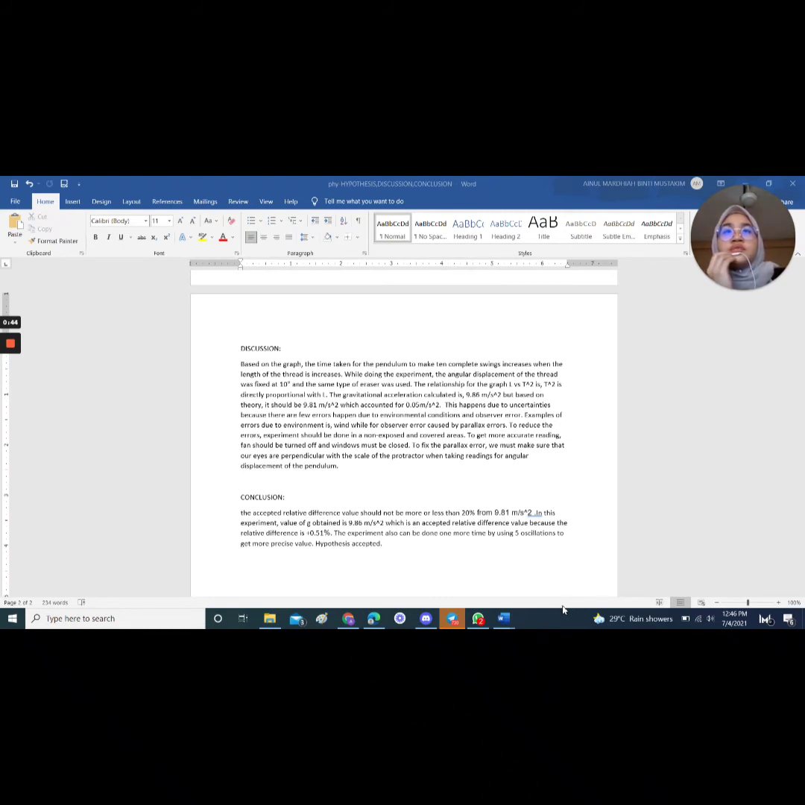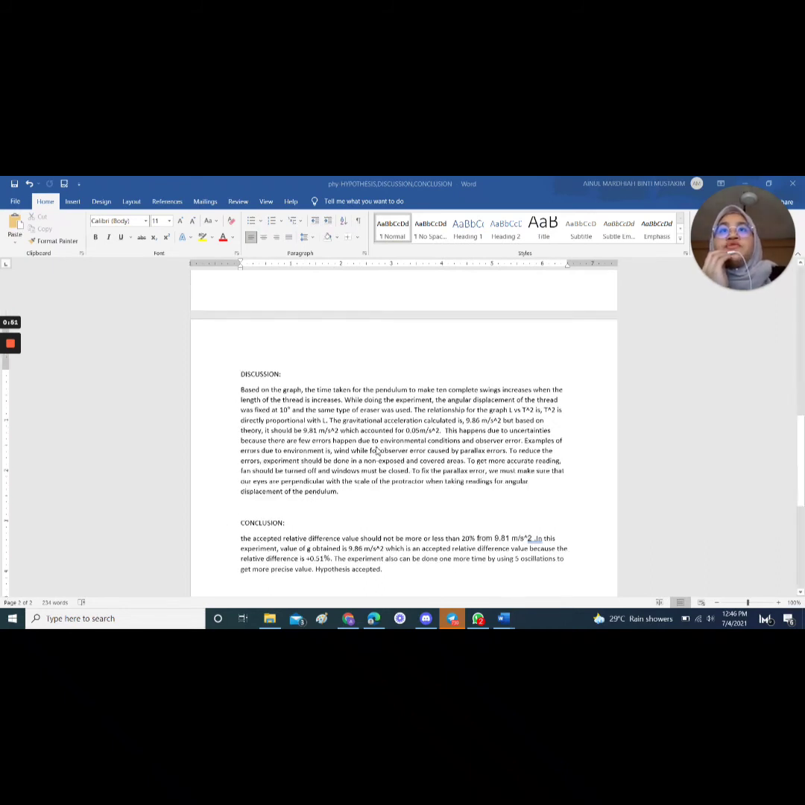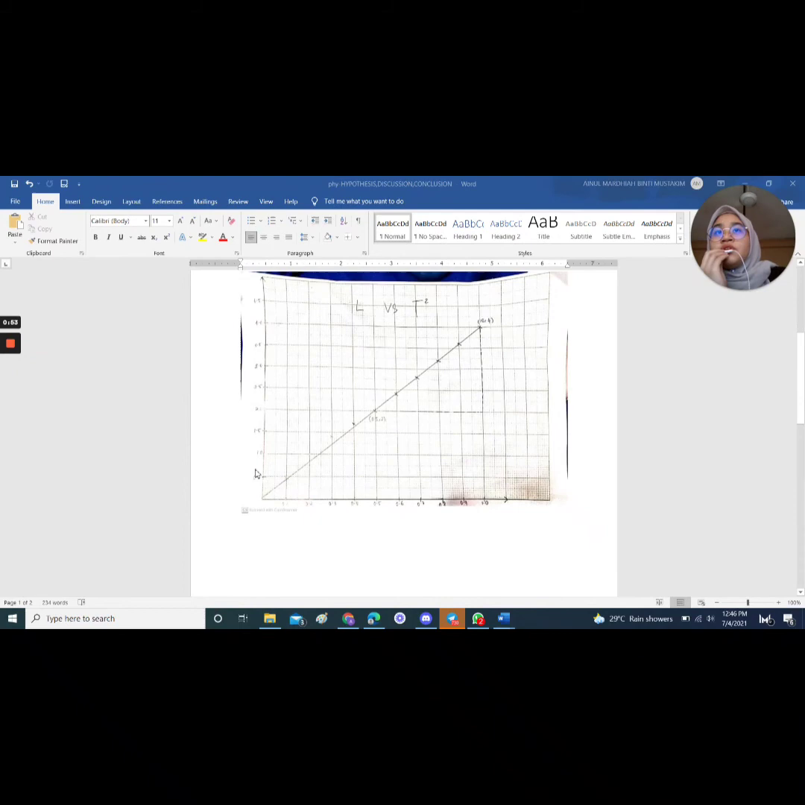And the relationship for the graph of L versus T squared is directly proportional. So we can see it from this graph. The time squared increases when the length also increases. So the relationship is directly proportional because the line graph touches the origin, which is the 0, 0 coordinate.